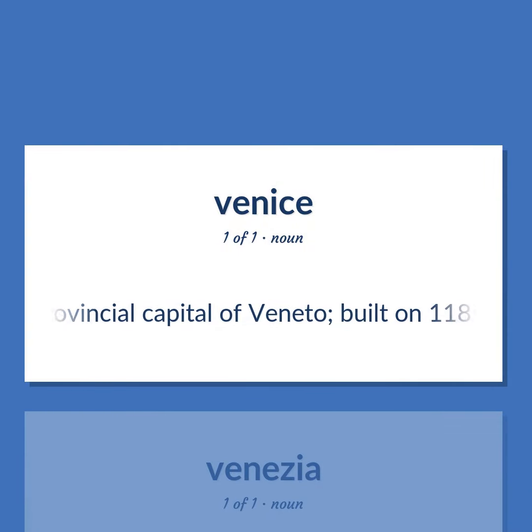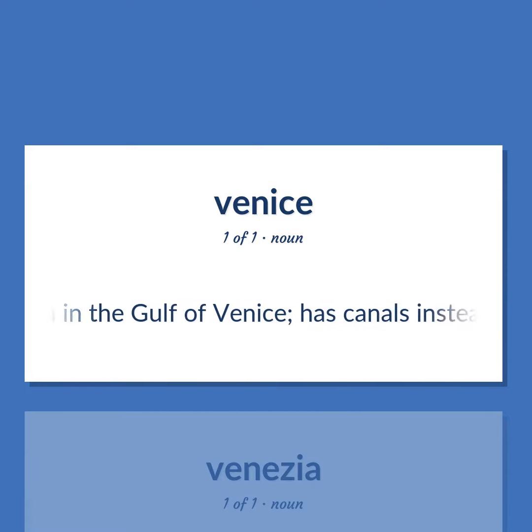Venice: the provincial capital of Veneto, built on 118 islands within a lagoon in the Gulf of Venice, has canals instead of streets, one of Italy's major ports and a famous tourist attraction.